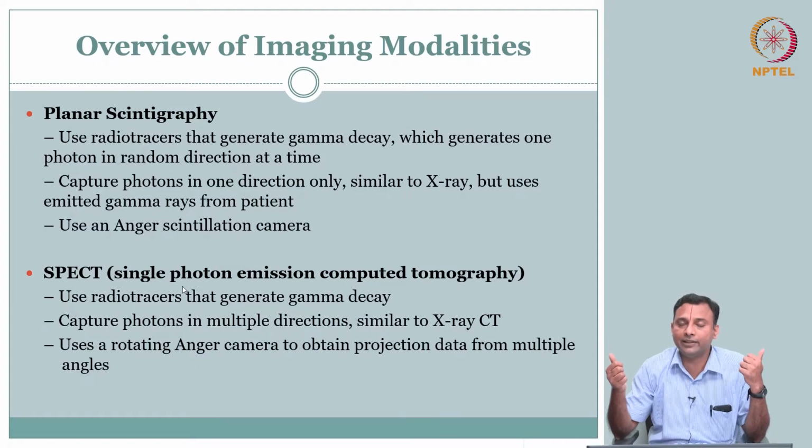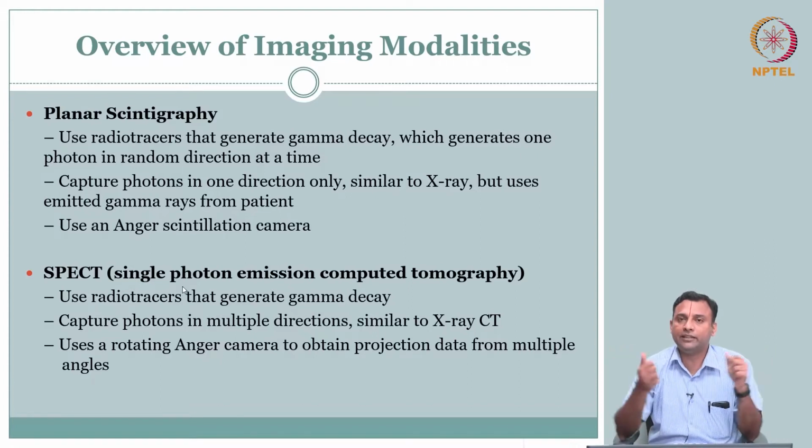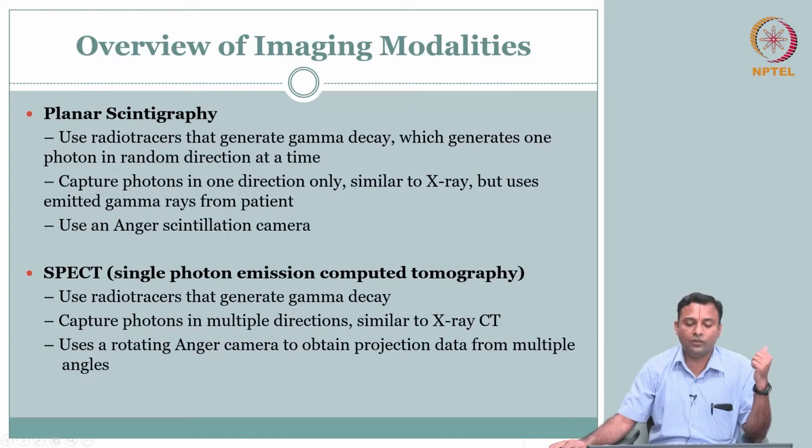But which direction does it give? Oh, it gives 180 degrees, right? So there you have two photons each traveling in opposite directions. Here you are just catching one photon, so it is single photon emission computed tomography.